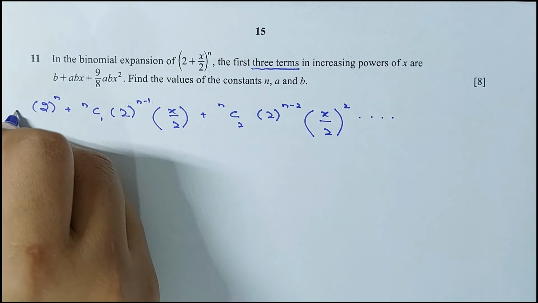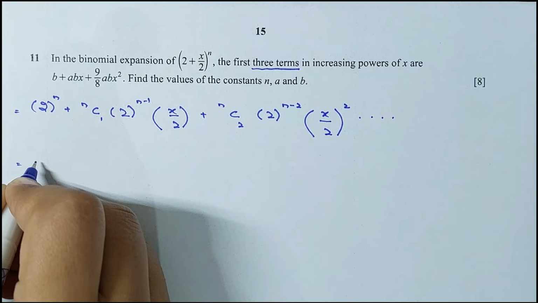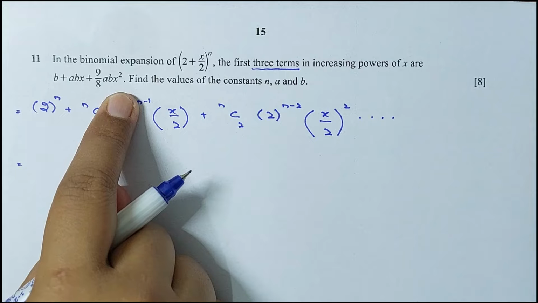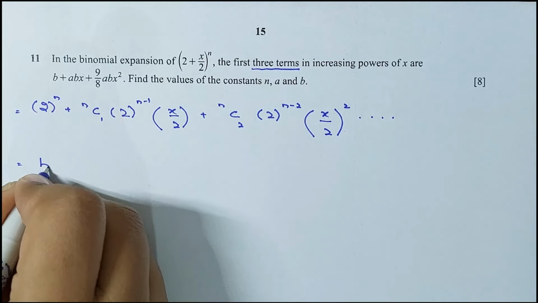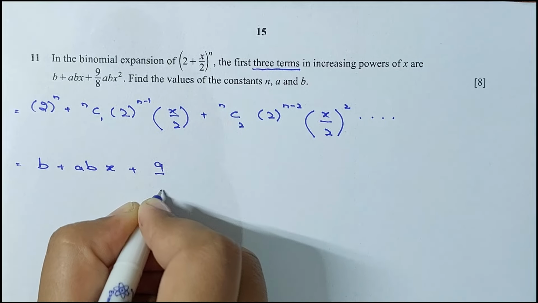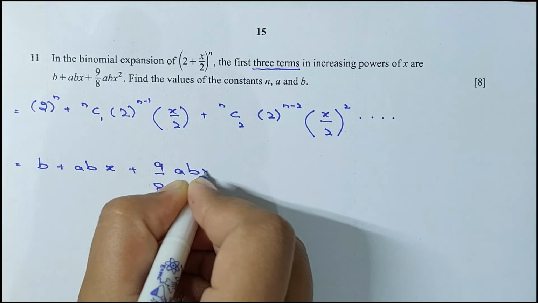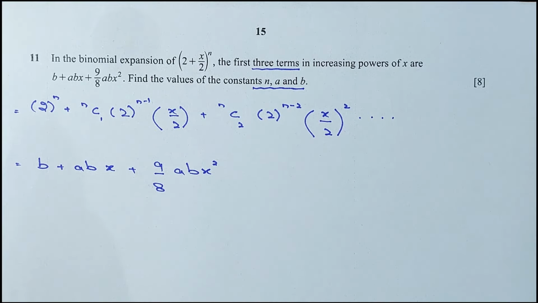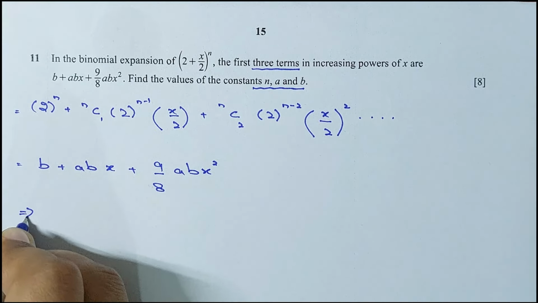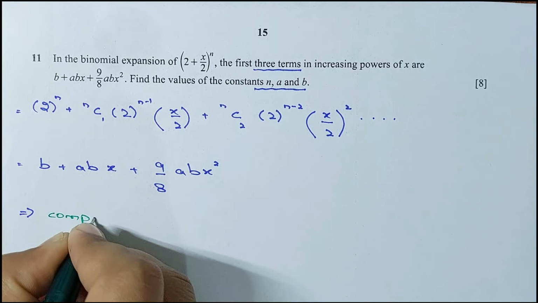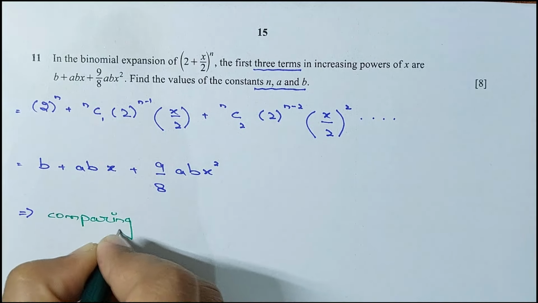I just opened the first three terms in increasing powers of x. Let me simplify these terms. Okay, this is already in the simplest form. So let me put them equal to b plus abx plus 9 over 8 ab x square. We have to find the values of n, a, and b. All right, so let's do the comparison, comparing coefficients.